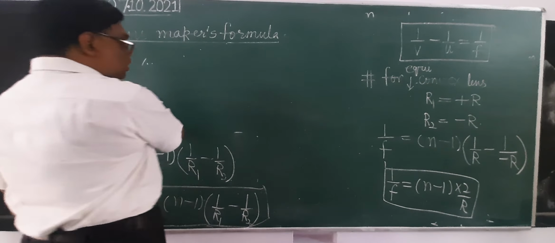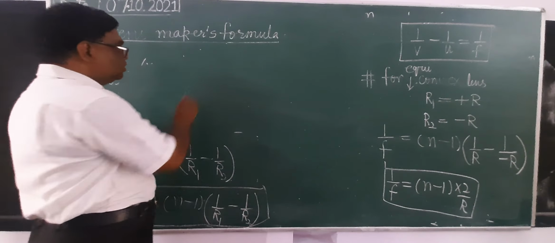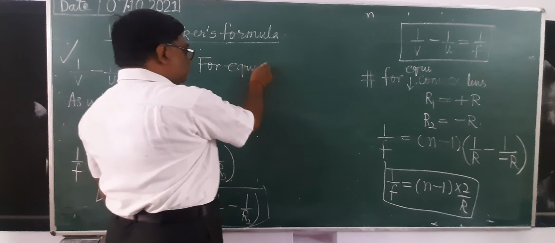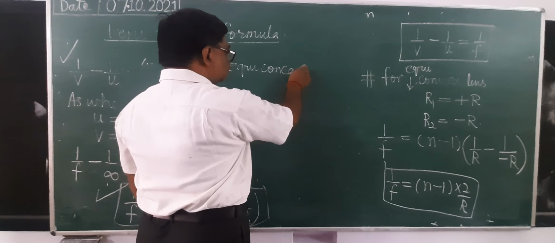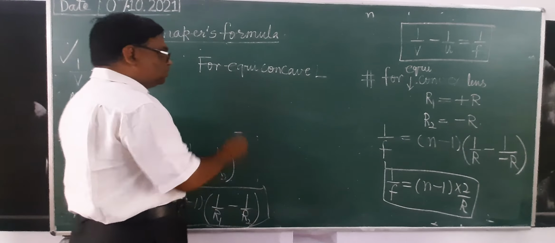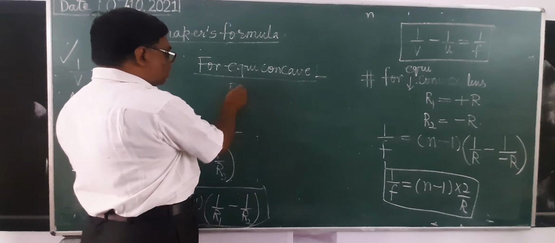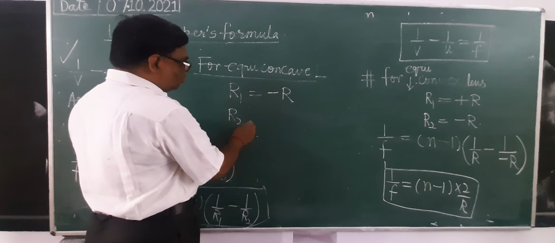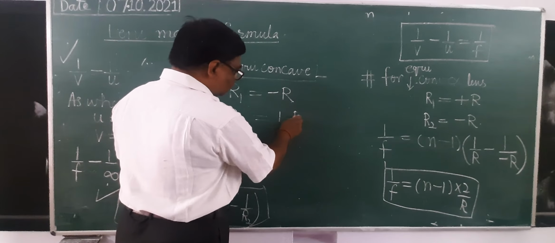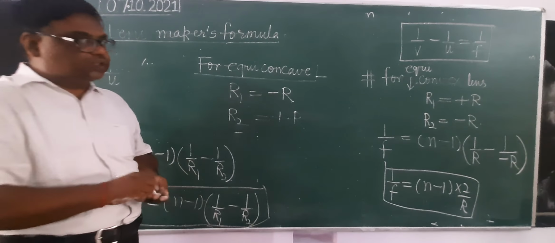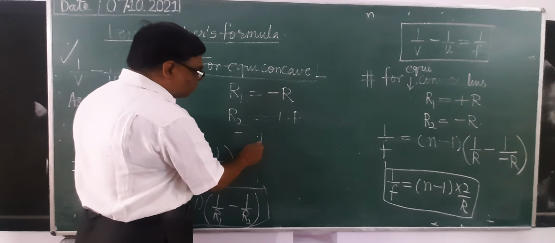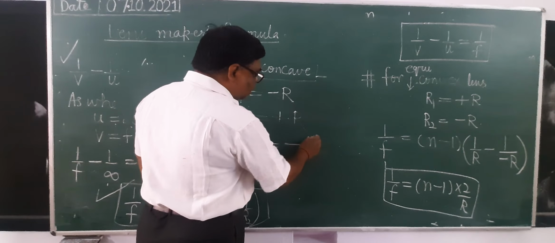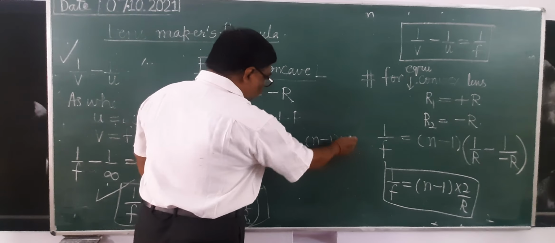Now see here for equiconcave lens. For equiconcave lens, R1 will be equal to minus R and R2 will be equal to plus R. So when you substitute, what will you get? 1 upon f equals to minus n minus 1 into 2 upon r.